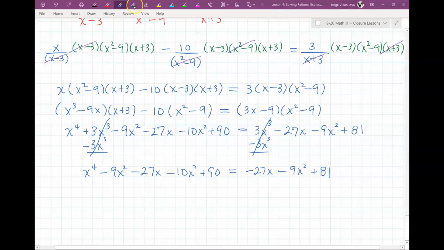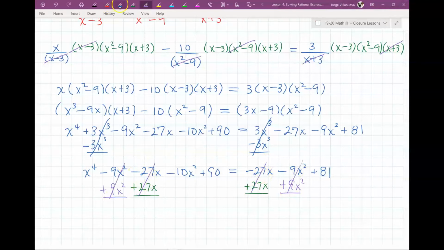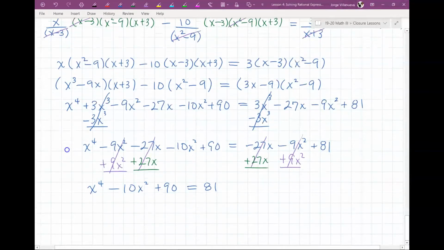Now, if you guys don't mind, I'm going to do 2 steps here. I'm going to add 27x. And I'm also going to add 9x squared, because I just noticed when I do this, they'll actually cancel out. Okay, this will cancel, that'll cancel, this will cancel, that'll cancel. So I end up with the following terms. X to the 4th minus 10x squared plus 90 equals 81.